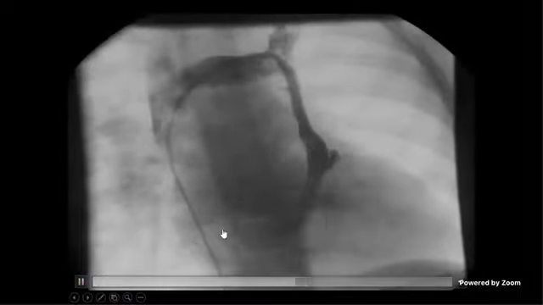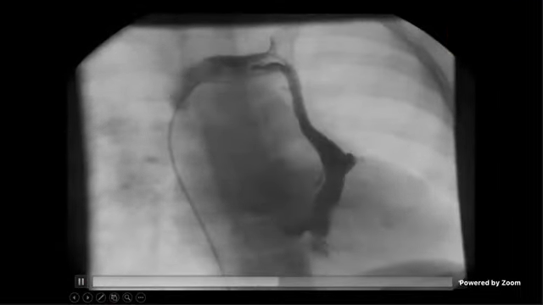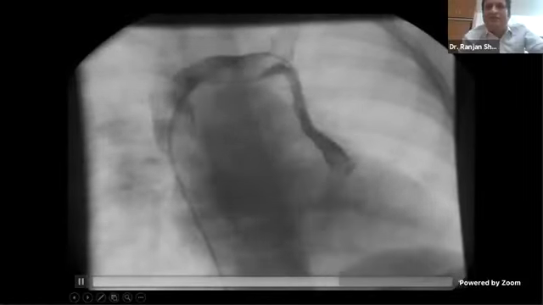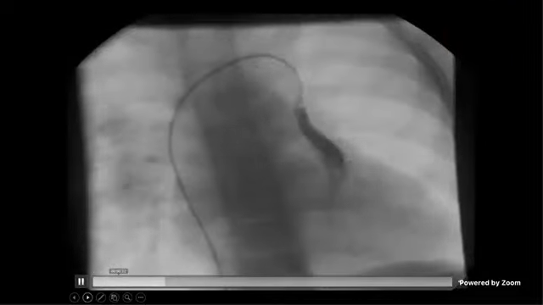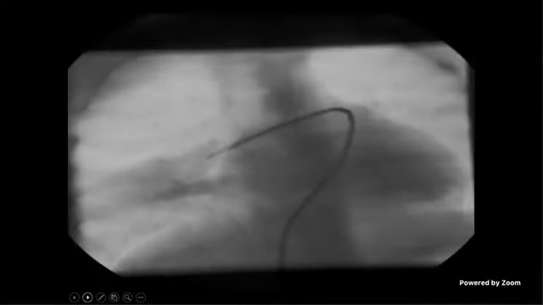Probably it is RA, no? Yeah, it looks like RA, RV, I think. Sir, angiogram taken with probably an end hole catheter. Side hole catheter, and with the catheter course from IVC to RV to the main pulmonary artery.